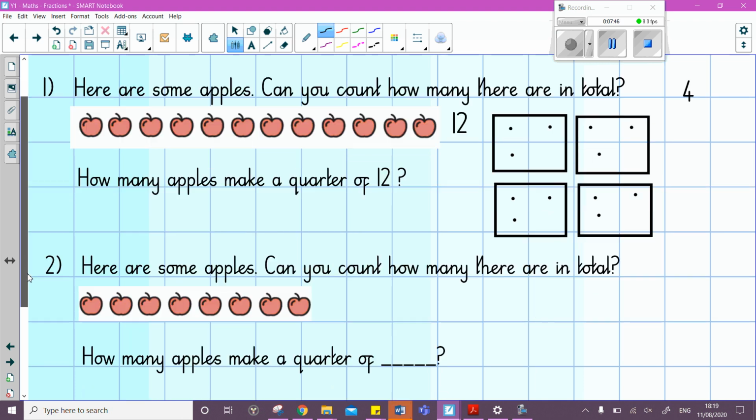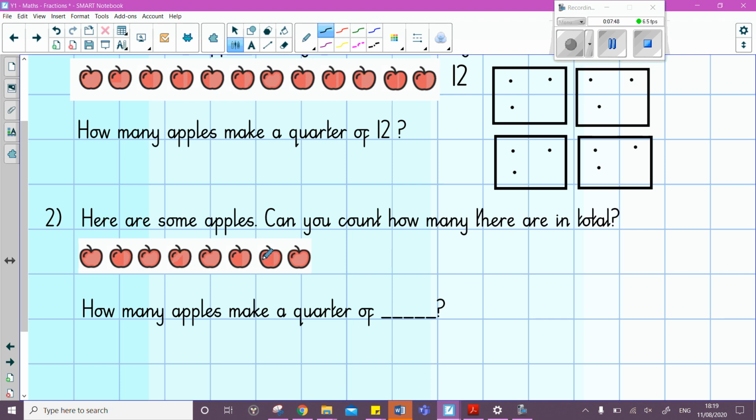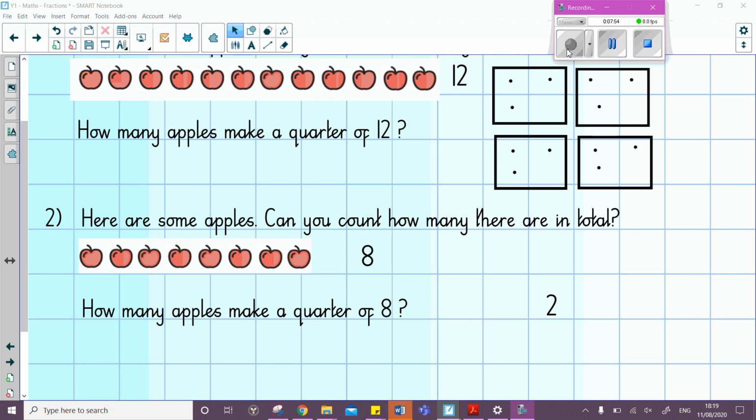Maybe you can have a go now at this second one. How many apples are there in total? And what is a quarter of that amount? So hopefully your answer looks like this. There are 8 apples in total. So how many apples make a quarter of 8? And in 1 quarter there are 2.